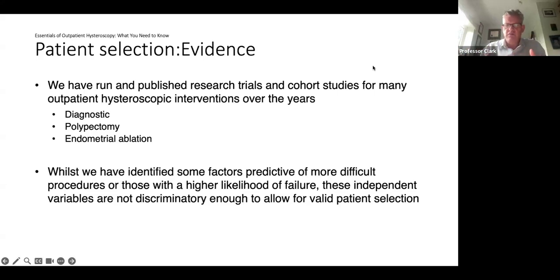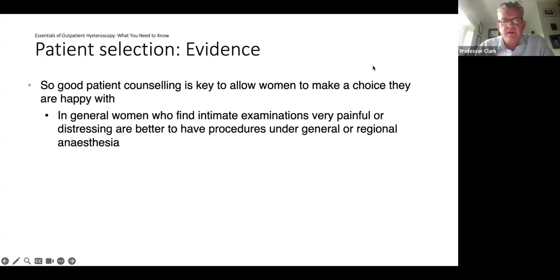So that should reassure you, because I think that it's very much important to individualize. So there aren't really any specific factors that would preclude an outpatient hysteroscopy. It's more to do with the counselling of the patient, so that they understand, and the pre-procedural information, and they can make an informed decision. So the counselling is very key.